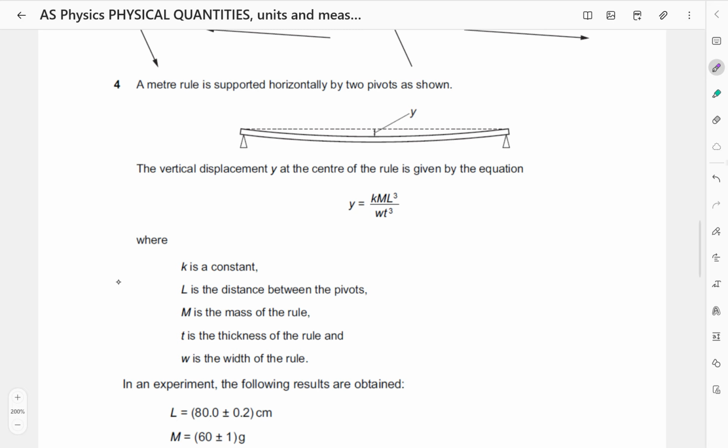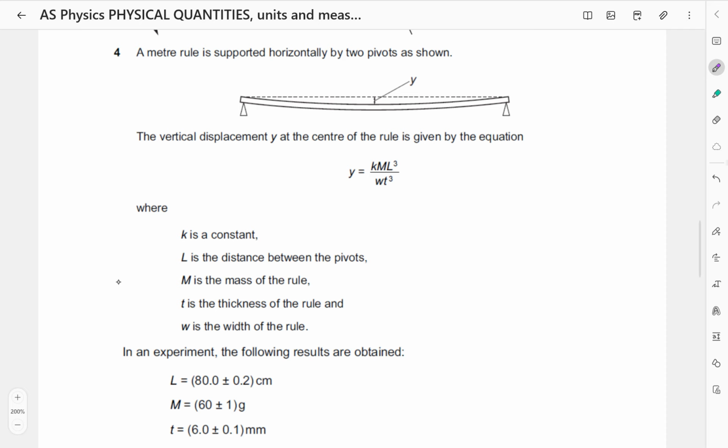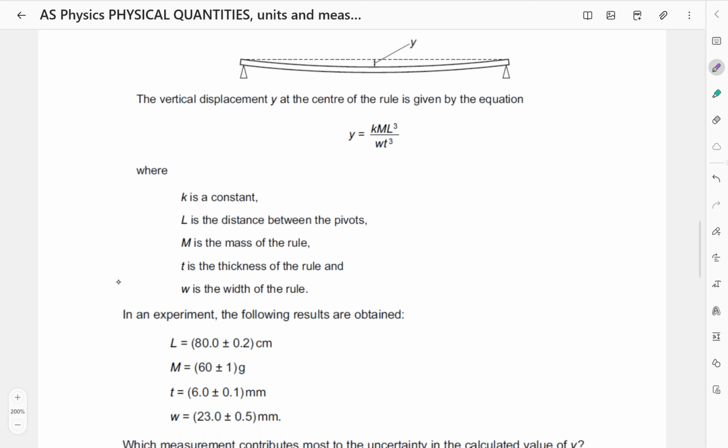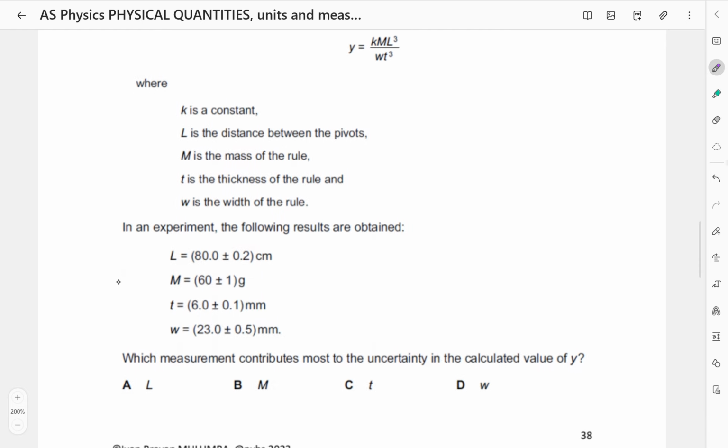A meter rule is supported horizontally by two pivots as shown. The vertical displacement y at the center of the rule is given by that equation, where k is a constant, l is the distance between the pivots, m is the mass of the rule, t is the thickness of the rule, and w is the width of the rule. In an experiment, the following results are obtained. Which measurement contributes most to the uncertainty in the calculated value of y?